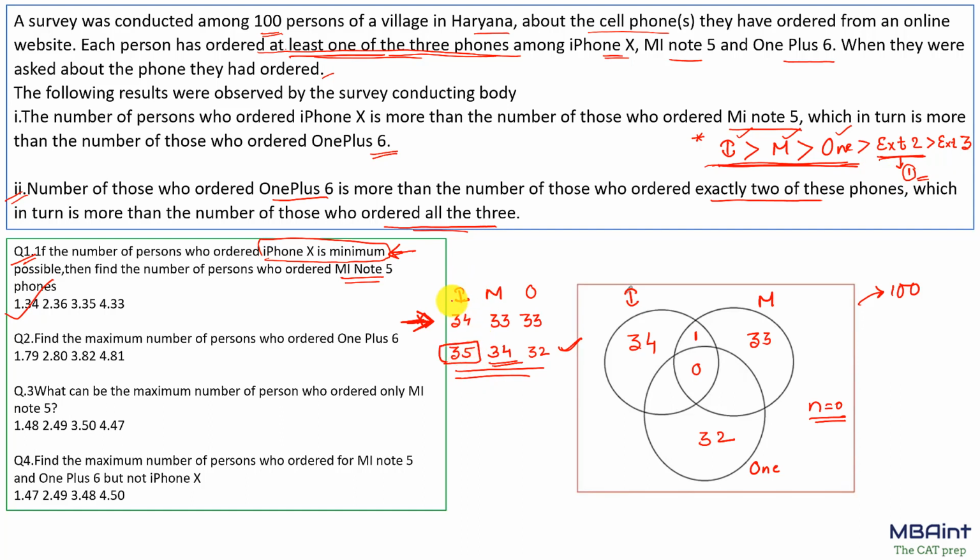Now in order to satisfy this condition and this condition at the same time, we just increased the value of iPhone by 1, that is 35, and adjusted the value to find the possible value for MI. So a little hit and trial would also be included if you are solving. Now let's see question number 2.